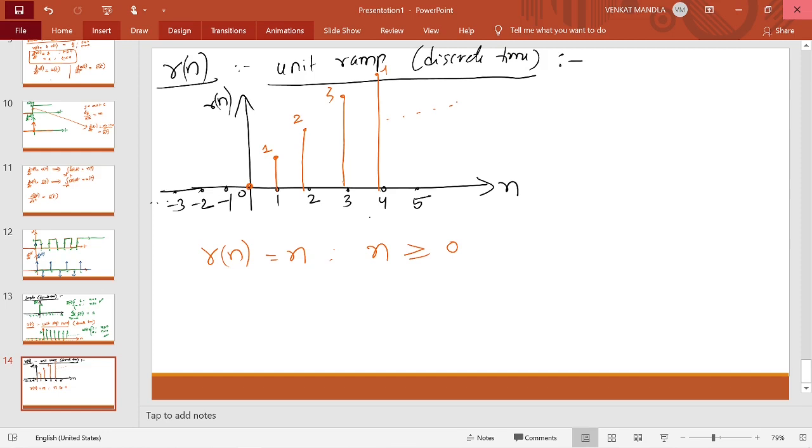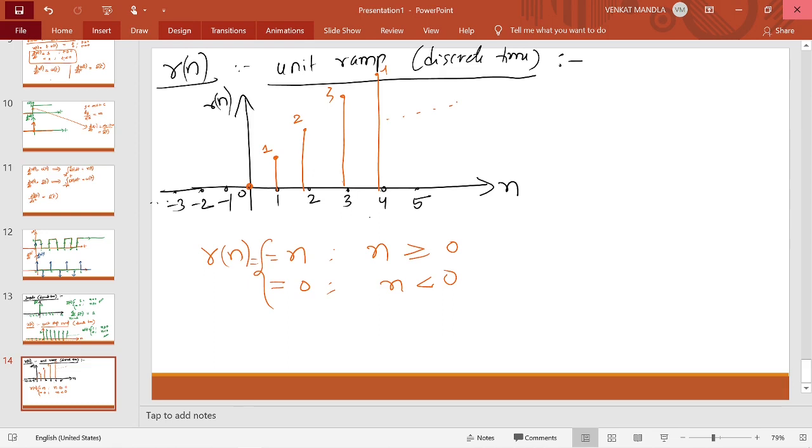At n equal to 0, what is the value? At n equal to 0, you have to substitute 0 in place of n, so 0 only. Okay. And 0 for n less than 0. This is R of n, the definition of R of n.